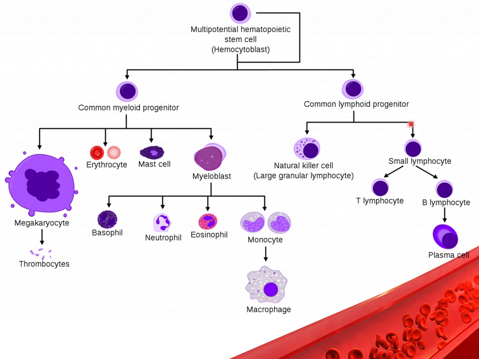The lymphoid progenitor gives rise to the natural killer cell and small lymphocytes. Now this small lymphocyte will again undergo changes and produce T lymphocytes and B lymphocytes. B lymphocytes are also called plasma cells, and they can give rise to the formation of antibodies.